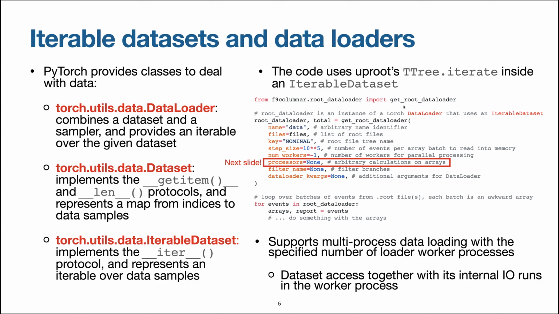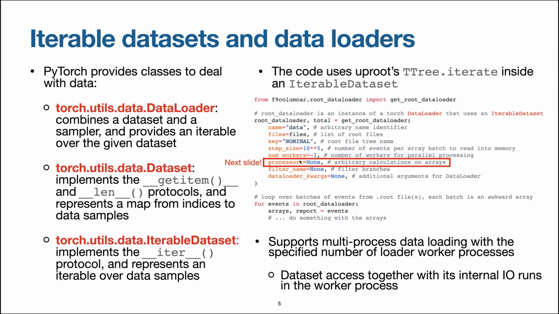You can install the library, and it's just a function that will return a data loader. You basically give it any number of root files, and it will make an iterable over the events in this step size. Basically, you just do for events in root data loader, and it gives you the awkward arrays as a return value, and you can do whatever you want with this. This is done with an IterableDataset. It also supports multi-process data loading with a specified number of loader worker processes, and basically all the dataset access together with the internal IO runs in each worker process, so it's parallelized.